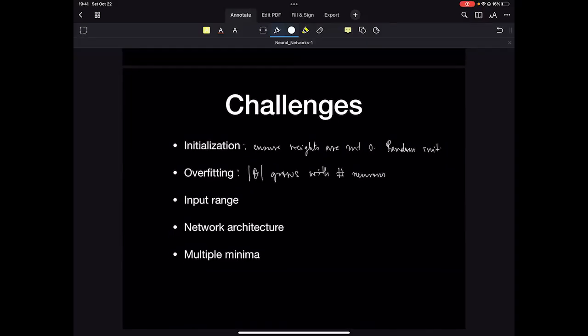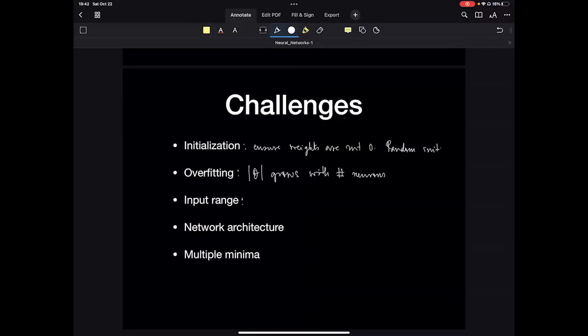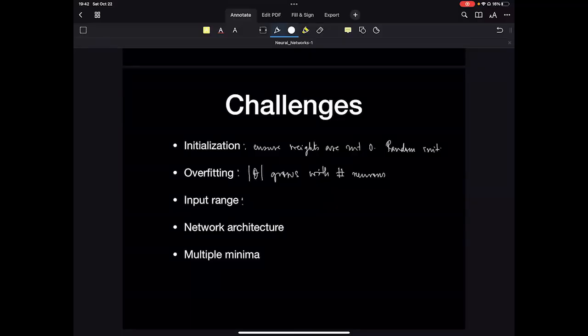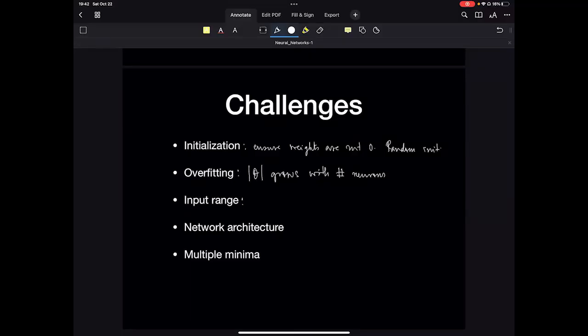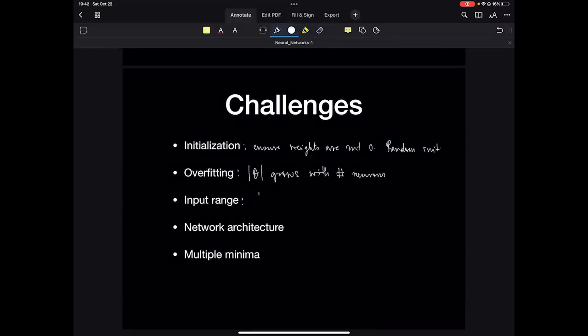Now, another challenge when we are dealing with these neural networks is the input range. So if I am working with, say, images, I could have images that are very bright, and I could have images that are very dark. So the range of input values that we have could affect how the weights end up being learned. So we could have a large dynamic range.